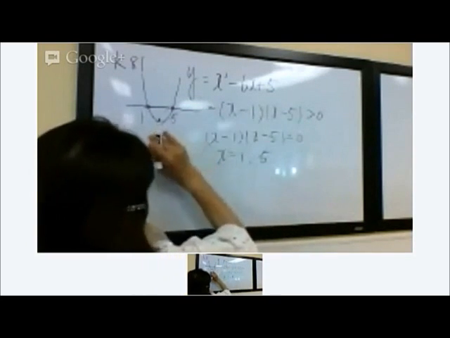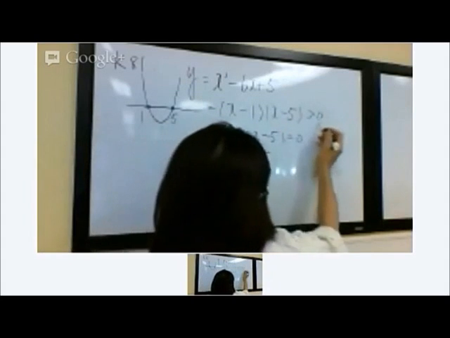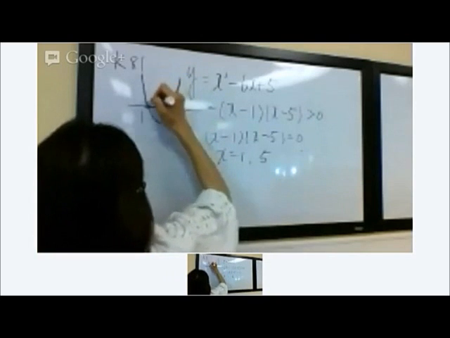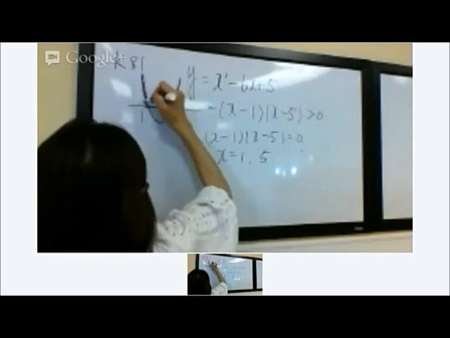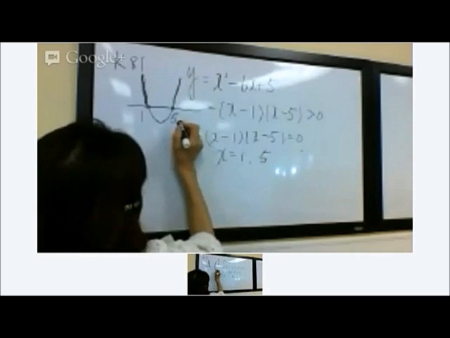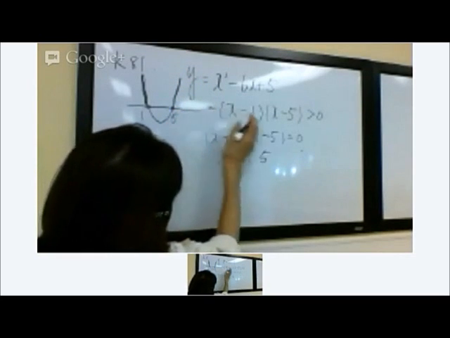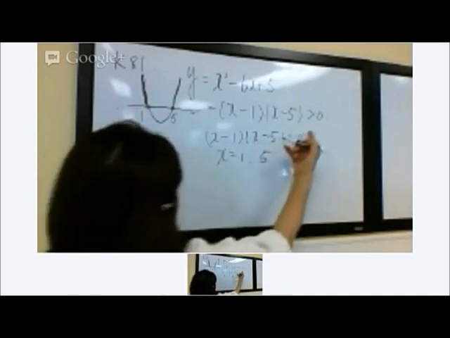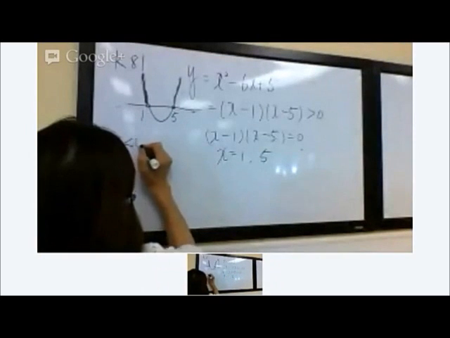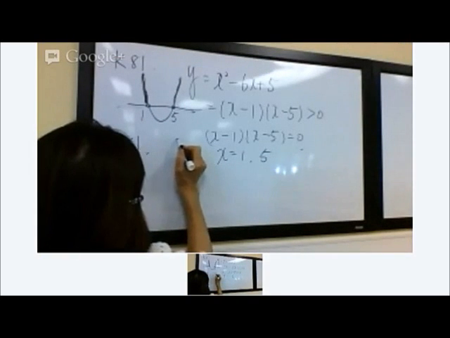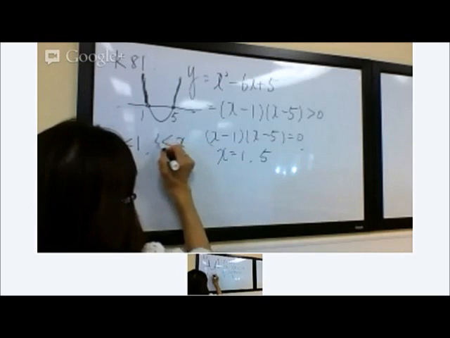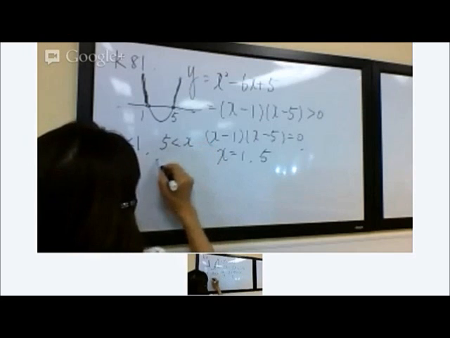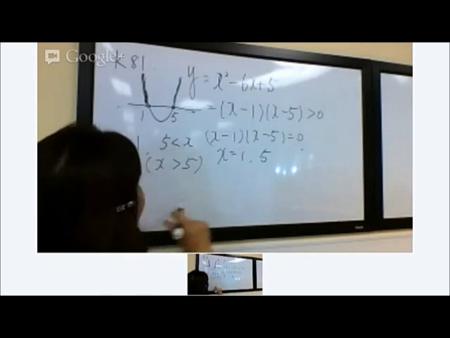So look at this graph. Where is y greater than 0? Only in this area of the graph. This is the answer area, which means x goes this way and this way. So the solution is x less than 1 or x greater than 5. Either one.